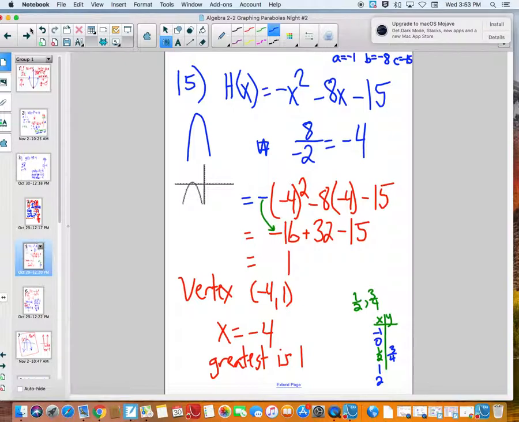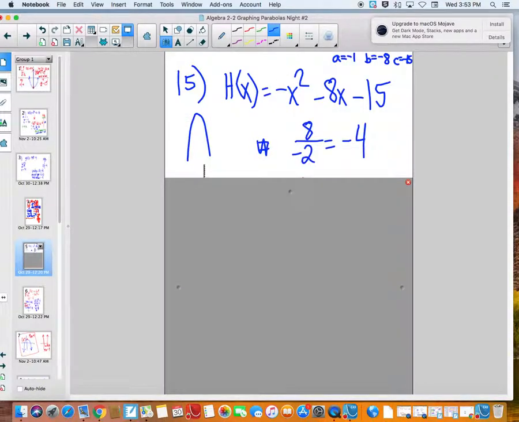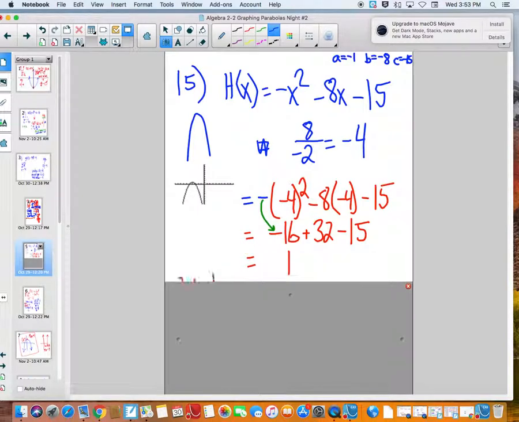Next, we talk about number 15. This is a little bit easier because we don't have the fractions. Opposite of b over 2a, we get -4, and then we substitute -4 in for the x. Be careful, this negative sign is really the opposite of x squared. So when you square this number, you then have to take the opposite of it. So that's probably the most common mistake on this one. You'll come out with 1.